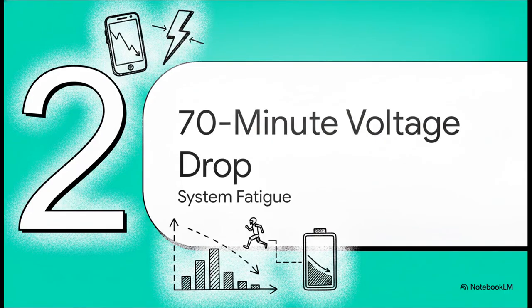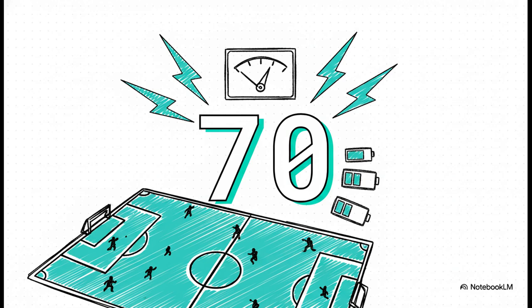Which brings us to Section 2, the 70-minute voltage drop, system fatigue. But, as anyone who owns a smartphone knows, a system just cannot run at maximum capacity forever. Minute 70. That is the exact moment everything began to change. Right at the 70-minute mark, England's battery started losing significant voltage. The energy output just began to crawl.